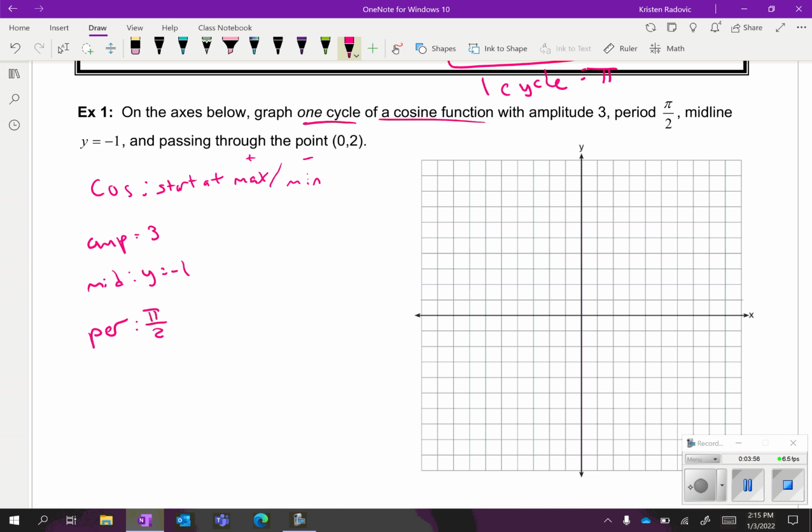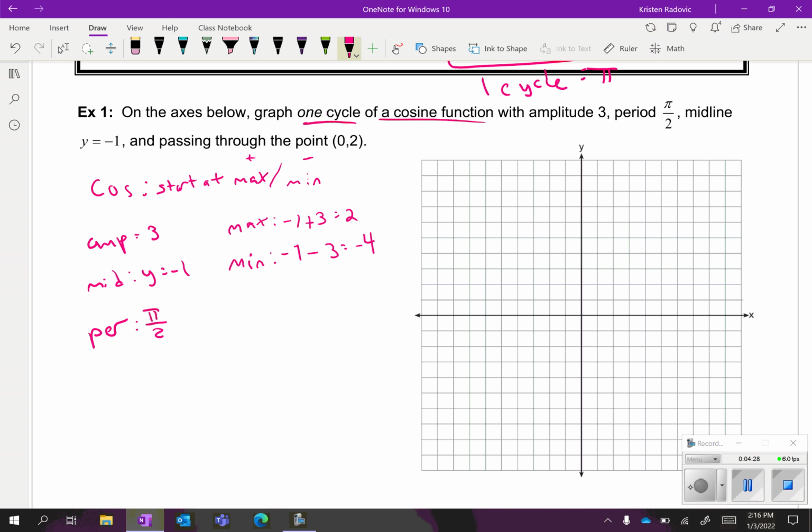If you want to graph this, you have to figure out your max and your minimum. So if you are starting at -1 and you are going up by 3, the amplitude, that means your maximum is 2. If you are starting at the midline and you are going down by your amplitude, that means your minimum is going to be -4.